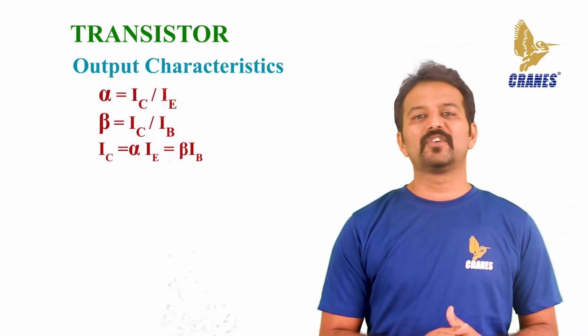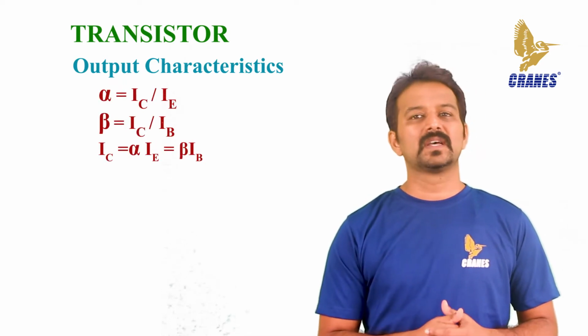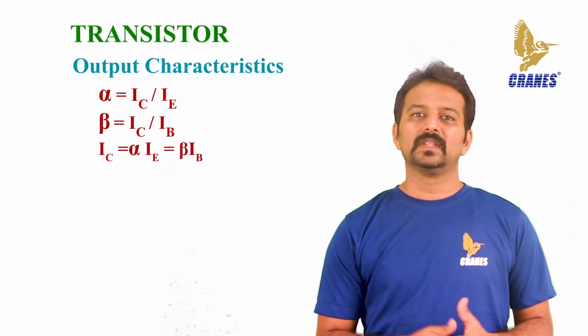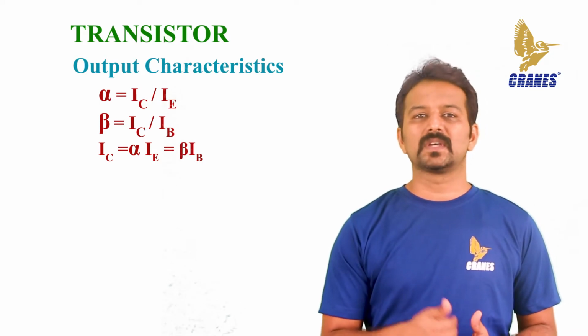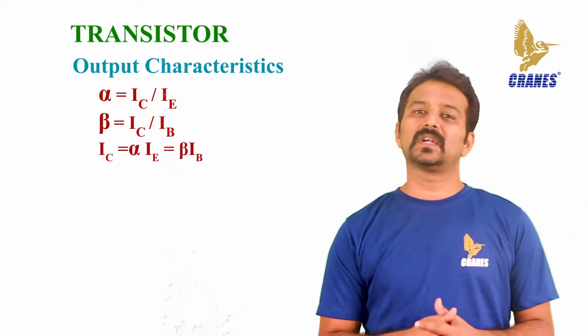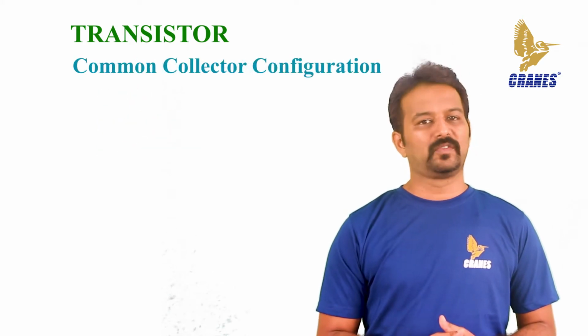Now, let us see the relationship between these two current gains. Current gain alpha is given as IC by IE, current gain beta is given as IC by IB. The collector current IC is equal to alpha times IE, which is nothing but beta times IB. Next, we will look into the common collector configuration.